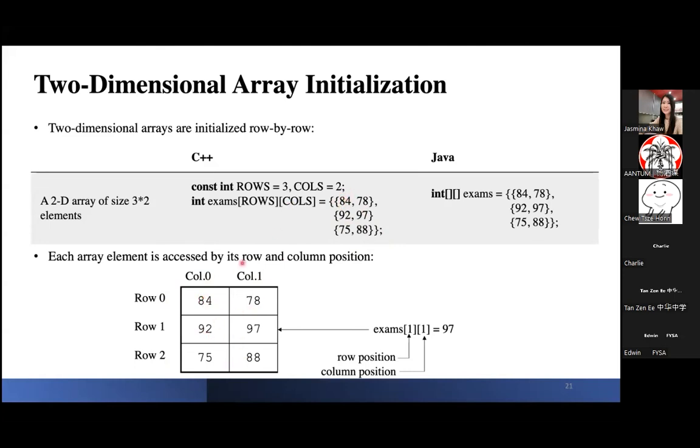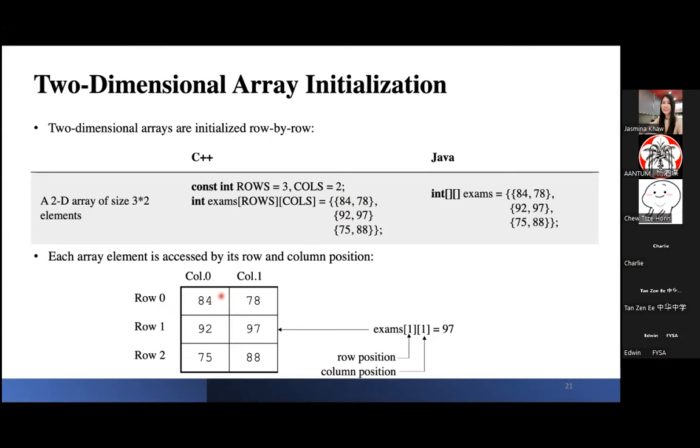So you just store accordingly. For the first value, you store in the location of index 0, 0. So we have the value of 84. For the second column, first row, we have 78 with the index number of 0 for the row and index number of 1 for the column. So we just store the values accordingly.